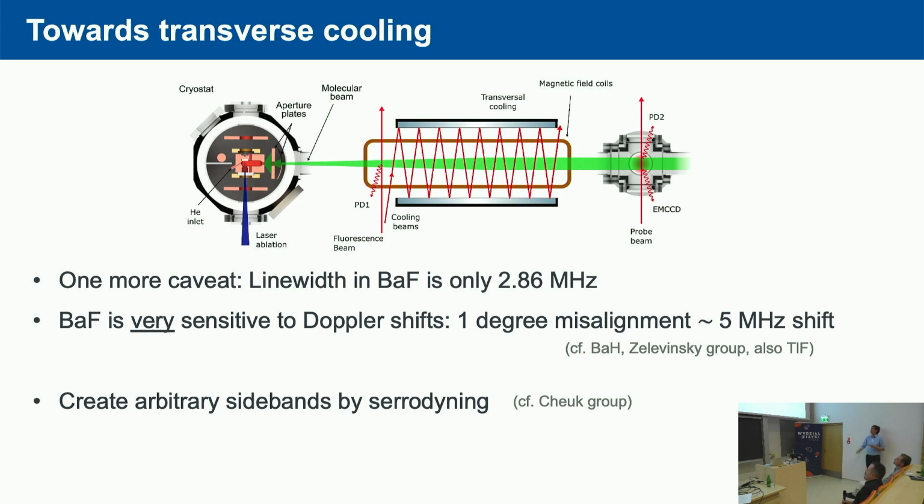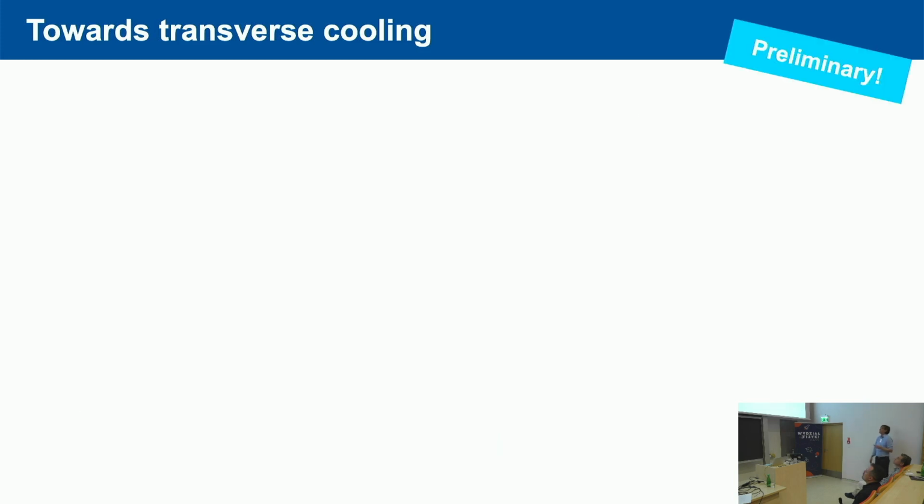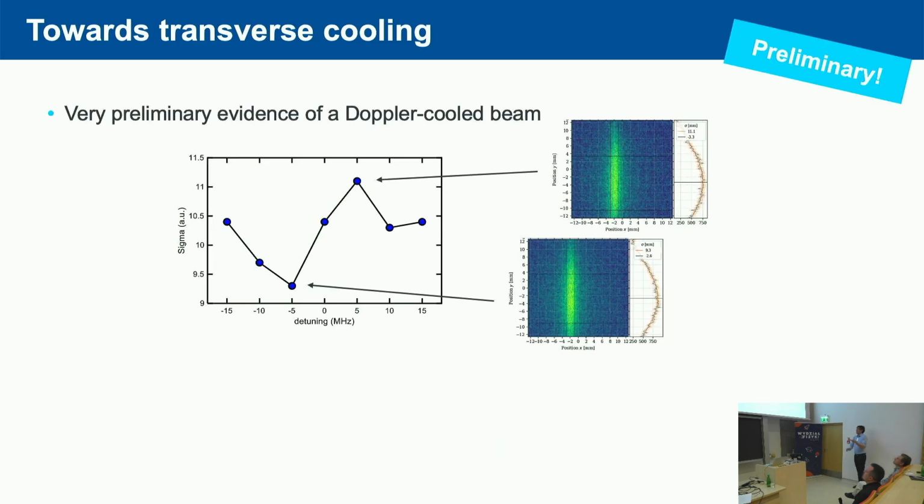We create our sidebands by some special techniques. And then we can interact over the whole 30 centimeter region, pump into a higher state, and really scatter hundreds of photons now in these heavy molecules. And here's some very preliminary data where we see the typical behavior as a function of detuning of our beam. That the beam becomes smaller and larger depending on whether we're blue detuned or red detuned, so heating or cooling.